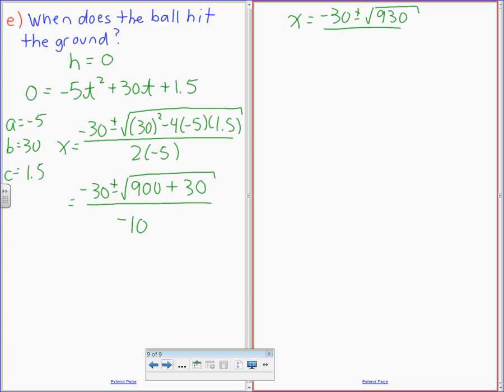all over negative 10. All right, Alistair, can you do the square root of 930 for me, please, to 3 or 4 decimals? 30.49. I'm assuming there's a lot more decimals after that. Okay, this is t not x, right? This is t equals, right?